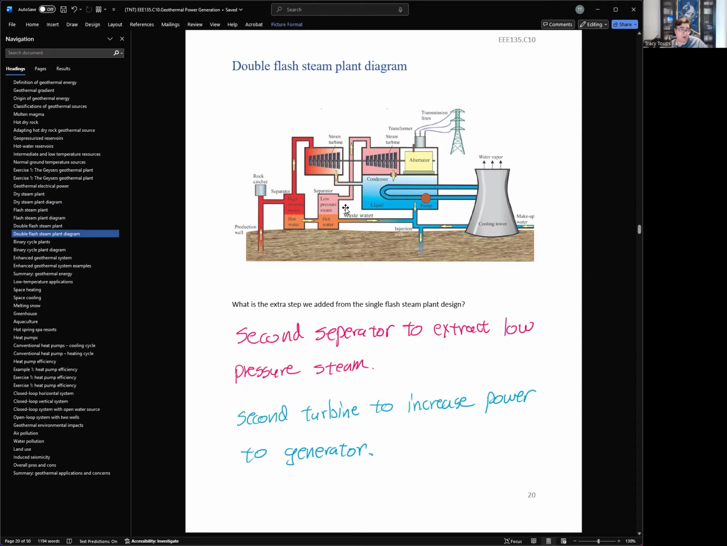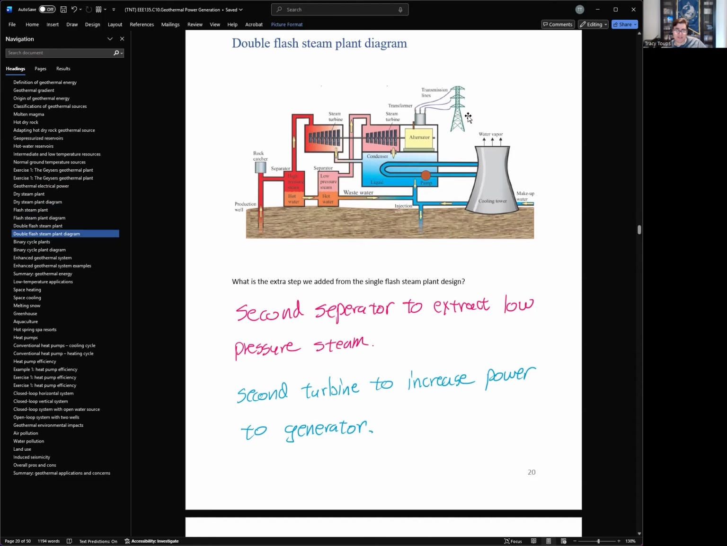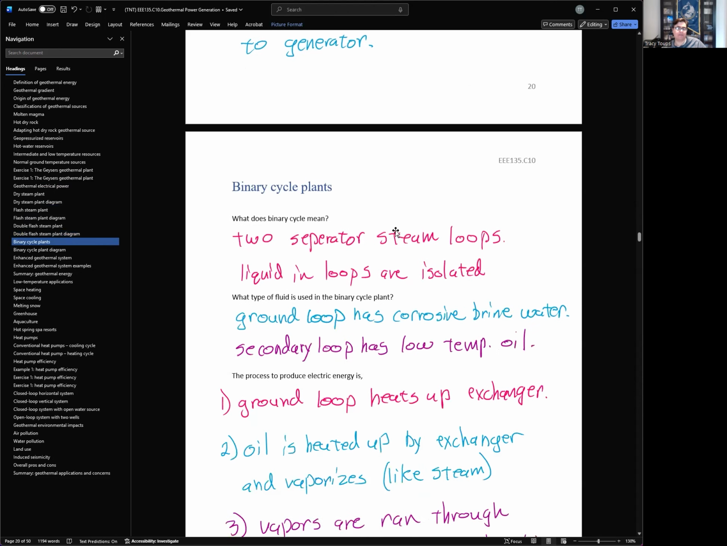You're just putting water in, pumping steam up, and you just do this forever until you run out of heat, which if you do this slow enough, you're never going to run out of heat. And it'll be a forever thing. Okay. That's why people like geothermal sites. So it's a more complicated system, but it's more efficient. It's like a second stage of energy extraction. Okay.